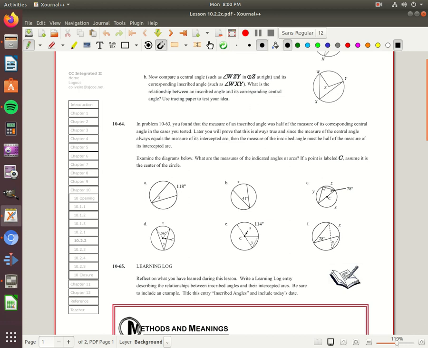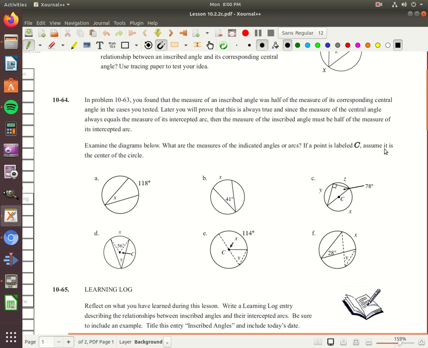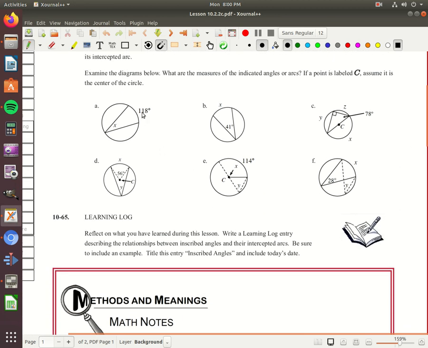Real quickly, I don't know why I insist on doing this. Okay, there we go. So here's the entire video in a nutshell. Hey, look, I have an intercepted arc of 118 degrees. This inscribed angle must be half of my intercepted arc. So x must equal 59 degrees, because if I double 59, I get 118. So here, hey, look, this inscribed angle is 41 degrees. If I double it, I'll get my intercepted arc. So this must be 82.